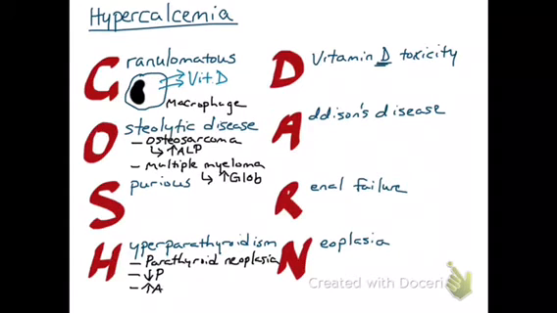Other changes you might see include an increased ALP activity, and that again is because the PTH stimulates bone resorption. Other changes you might see is a low urine specific gravity for the species, so less than 1030 in the dog. And that's because the hypercalcemia causes a nephrogenic diabetes insipidus.